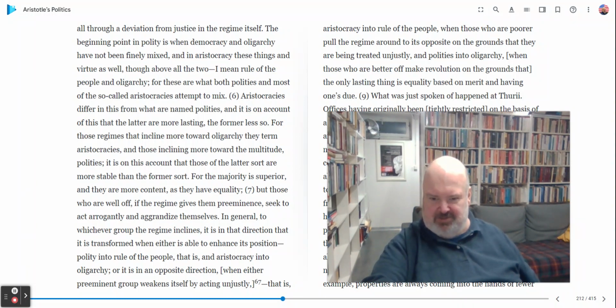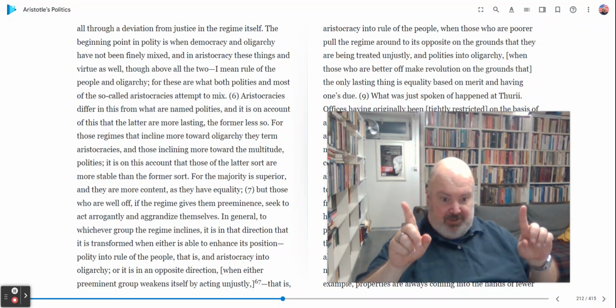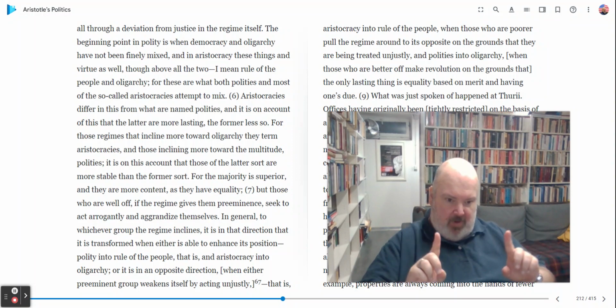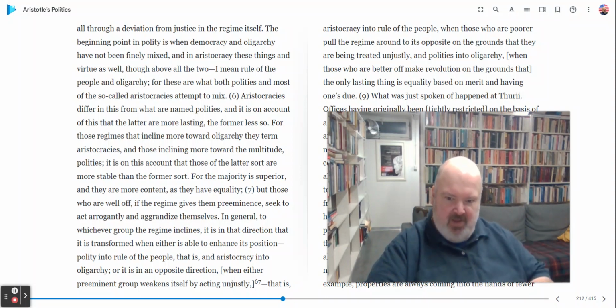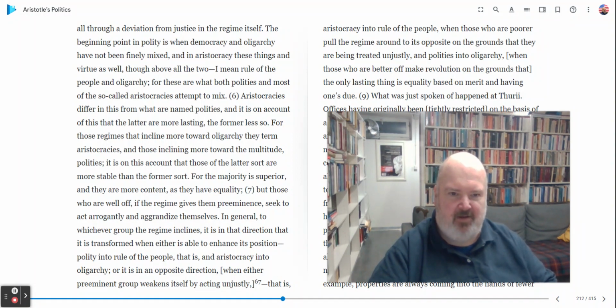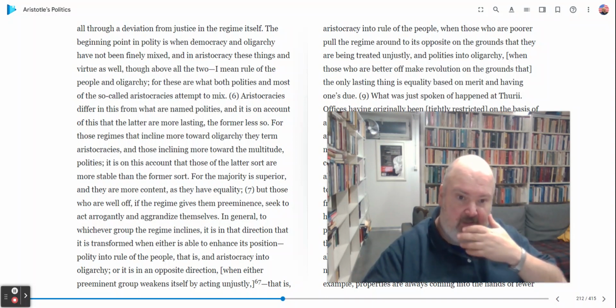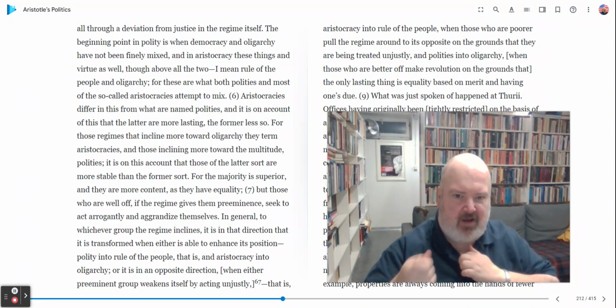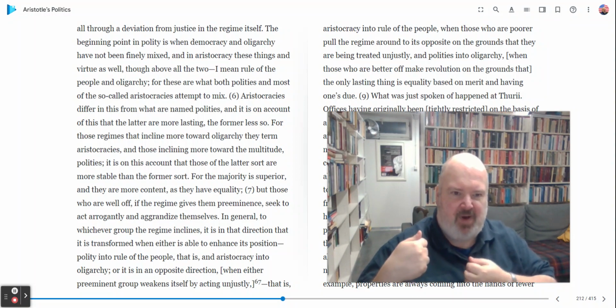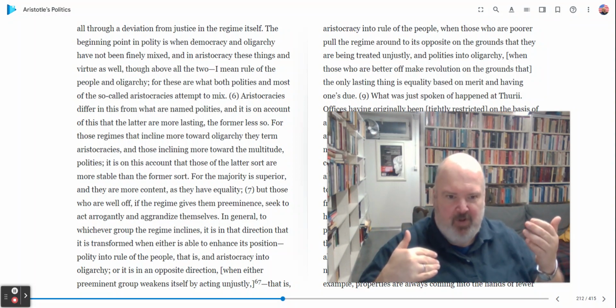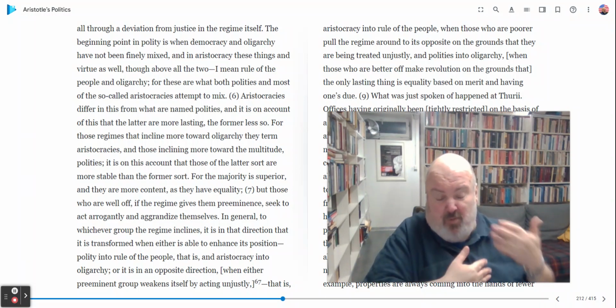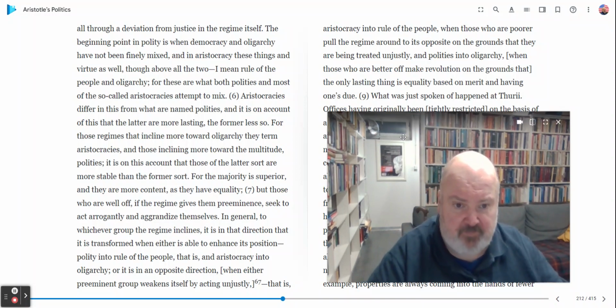In other words, you get this change: these regimes will tend towards popular, democratic rule when the people get more power, or when the wealthy, the few, become more inclined, they will become more oligarchic in character, going from aristocracy to oligarchy. Or what he will say is that if the aristocrats act unjustly and the poor feel that they're being treated unjustly, that turns it into democracy, the rule of the people, when the poor pull the regime around to the opposite ground. And polities into oligarchy, when the wealthy, thinking that their wealth merits that they have more say and more power, and having one's due.